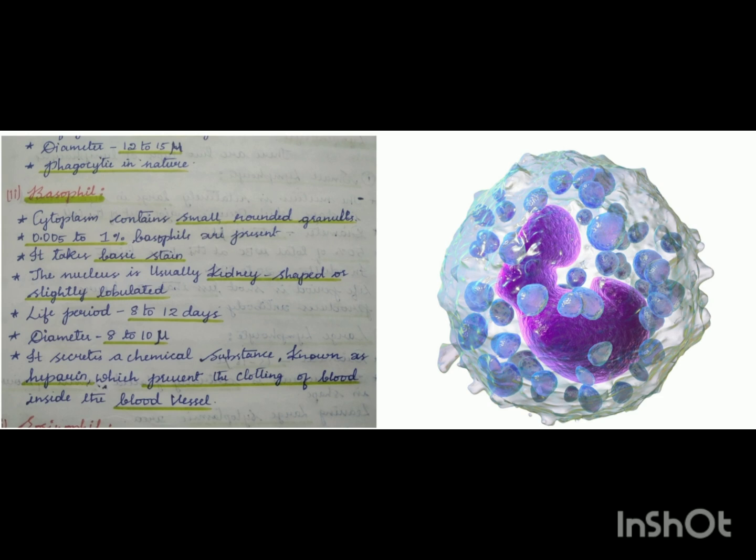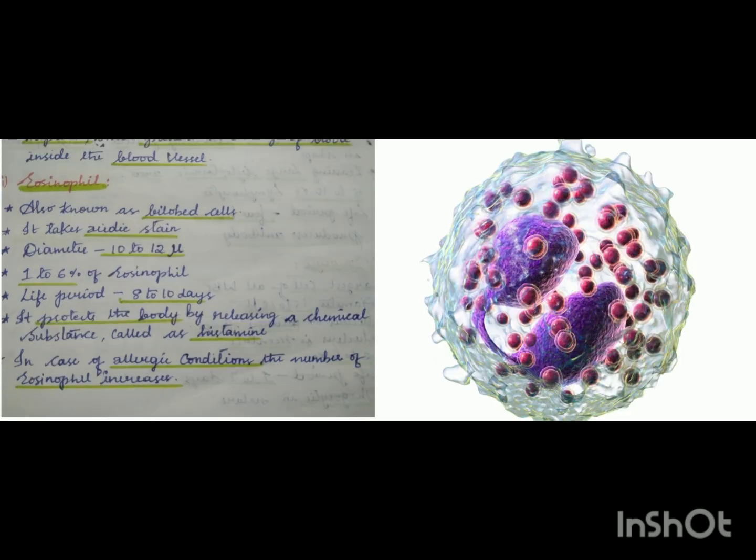Basophil. It is also a type of WBC and granulocyte. Cytoplasm contains small rounded granules. It is about 0.005 to 1%. It takes basic stain. The nucleus is usually kidney shaped or slightly lobulated. The lifespan is 8 to 12 days. Its diameter is 8 to 10 microns. It secretes a chemical substance known as heparin, which prevents the clotting of blood inside the blood vessels.